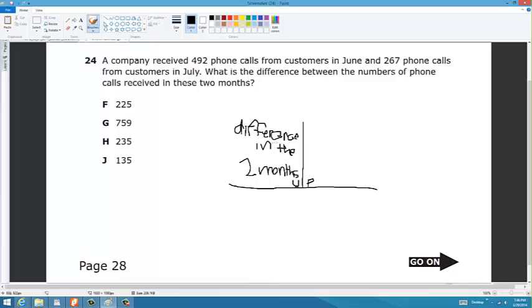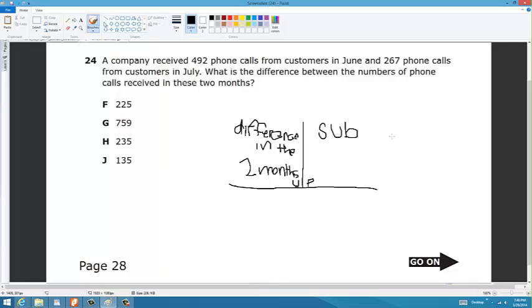Students know to look for these key words because these are going to help them figure out what we're finding in this question. What does the question want us to find? And that's the difference. The difference means subtraction. So we're going to write ourselves a note, and I'll just write sub for short for subtraction.